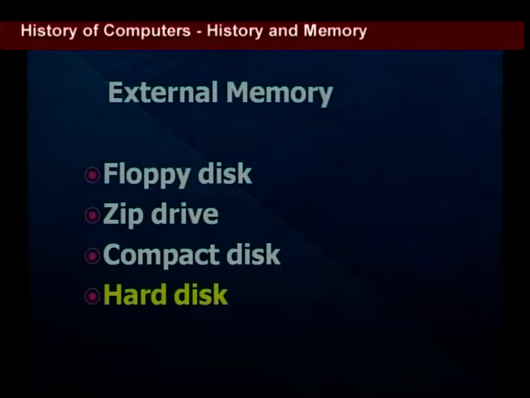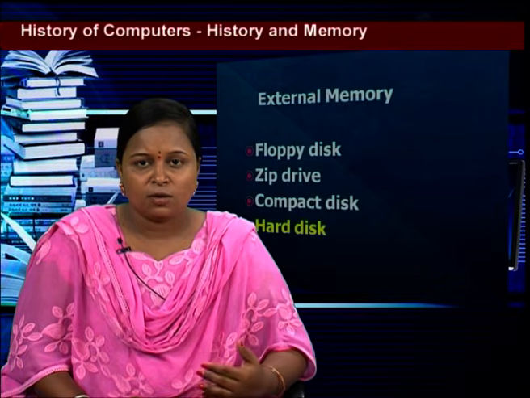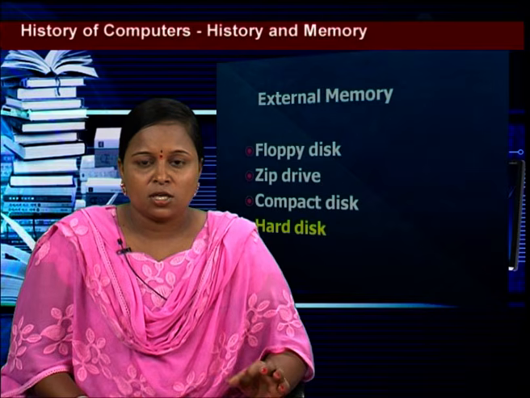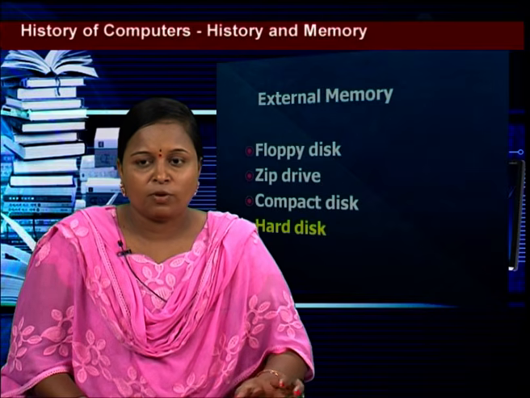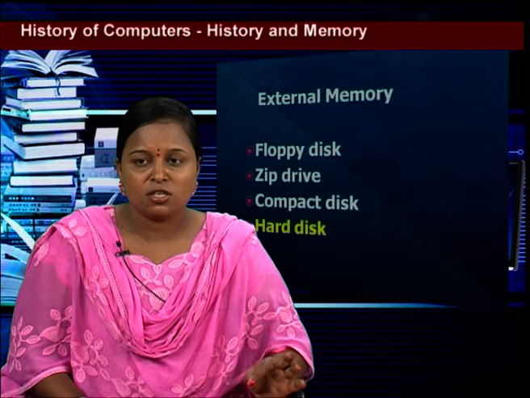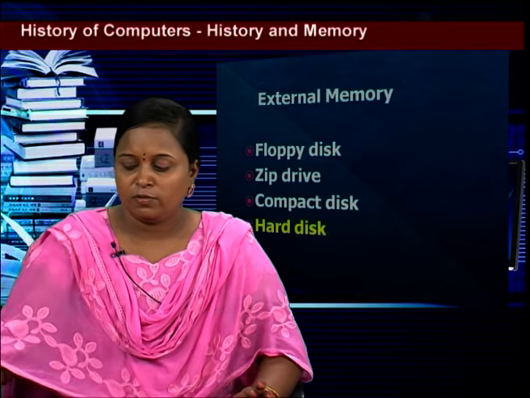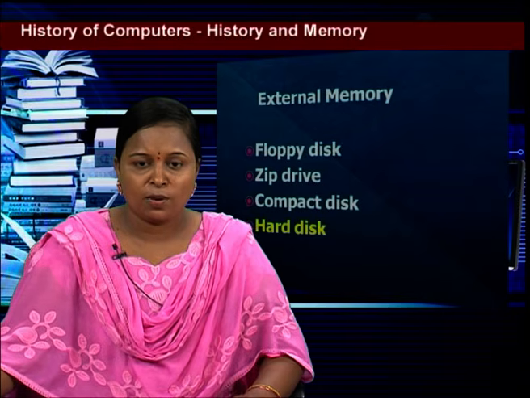External memories. What are the external memories? External memory includes a floppy disk, zip drive, compact disk. The hard disk is external memory. When we are using this hard disk, we attach it with the help of a USB cable to the USB ports of the CPU whenever we want to use external memory.